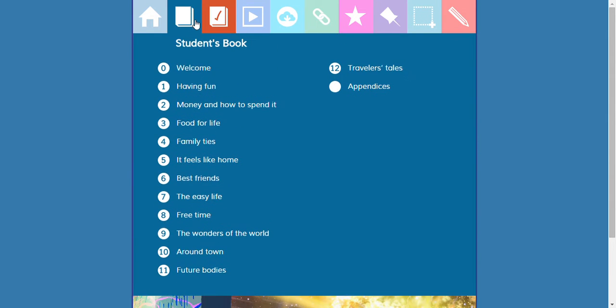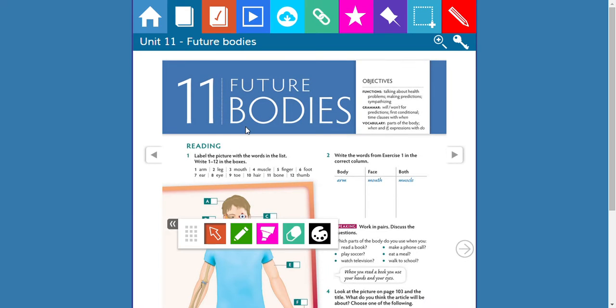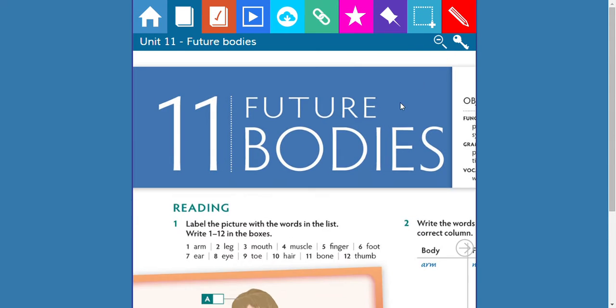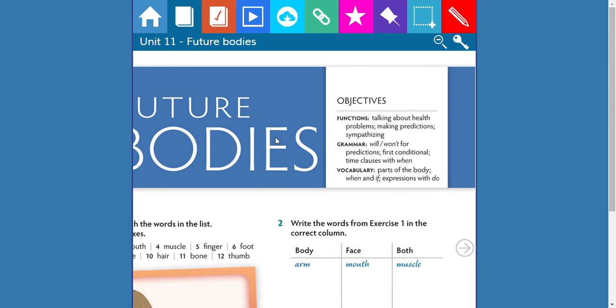So, we're going to continue with our classes. Today, we're going to start a new unit, future bodies. Okay? In this part, we have our objective, no? Functions. In this case, functions talking about health problems, making predictions, simplifying. Grammar: will for predictions, first conditional, time clauses with when. Vocabulary: part of the body, when and if expressions with do.